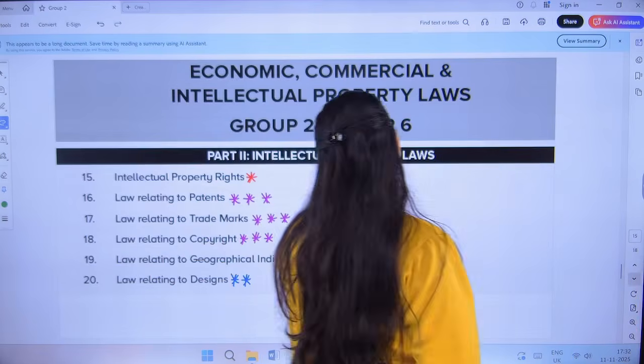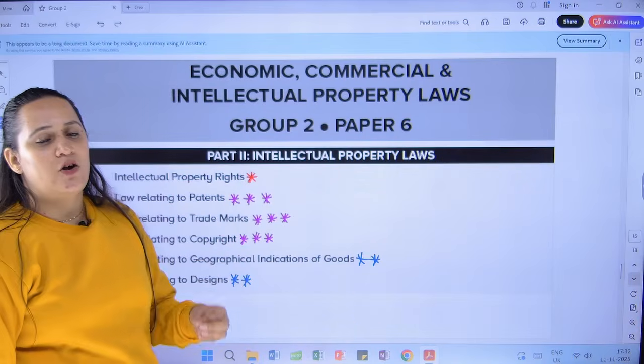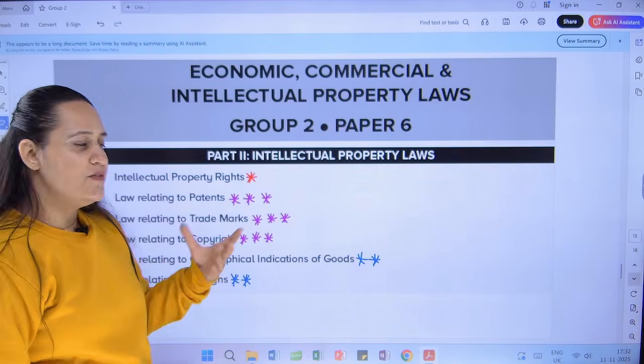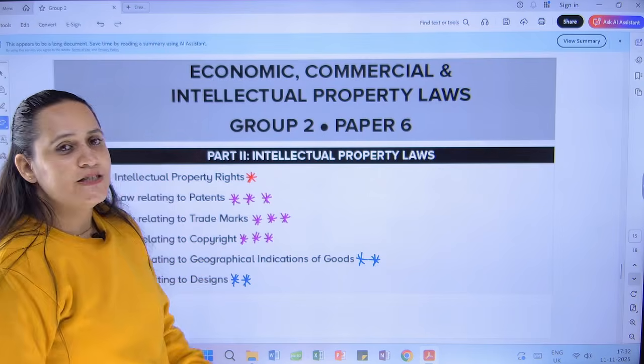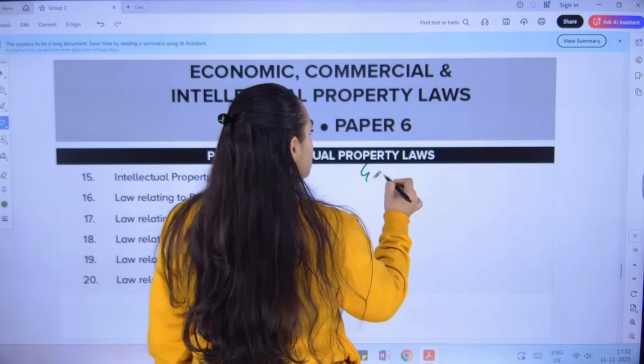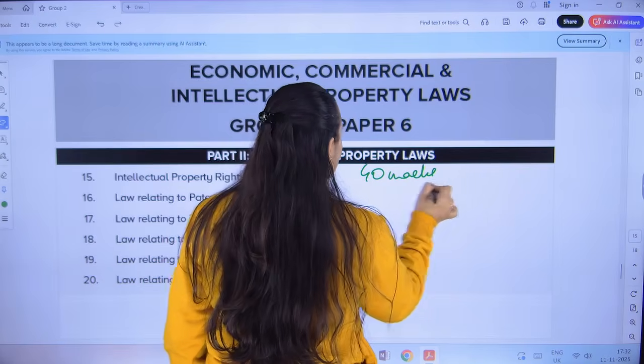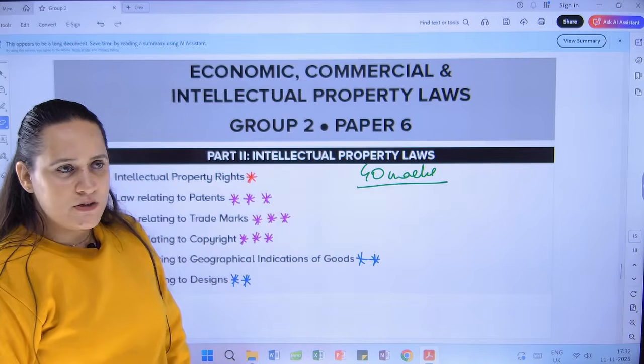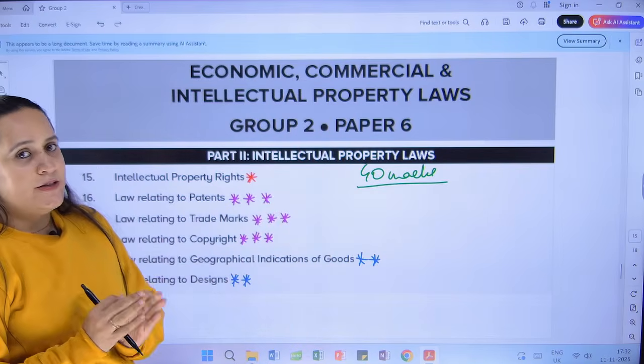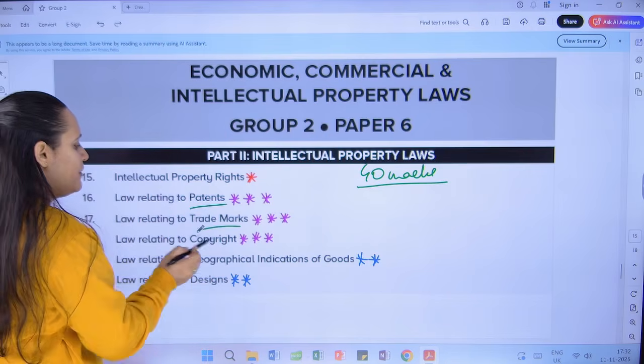Next, let's move to the next aspect, next subject, that is economic, commercial and intellectual property laws. Even this is divided in the ratio 60-40. 40 marks is for intellectual property laws, and I always say that begin your preparation with intellectual property laws. 3 important chapters are there that you cannot forget, that is patent, trademark and copyright.